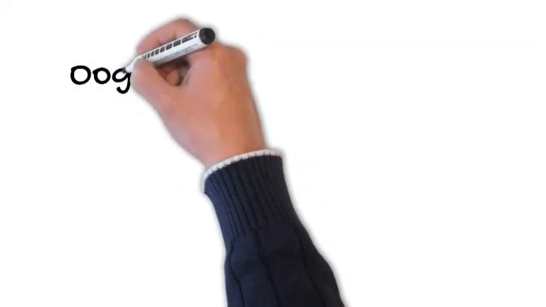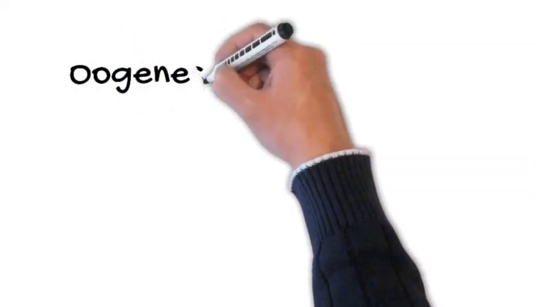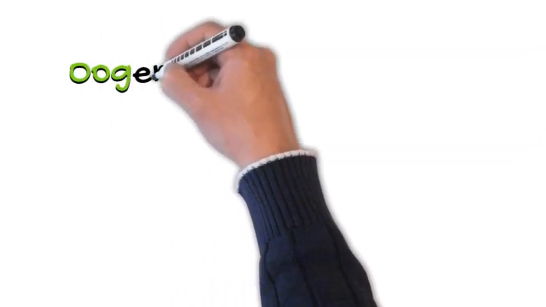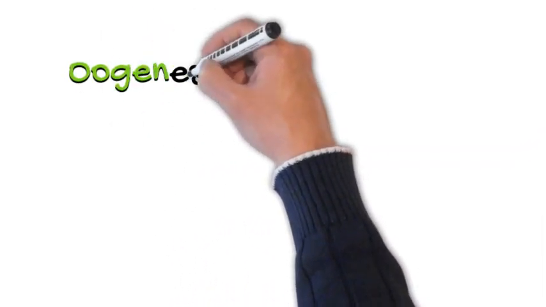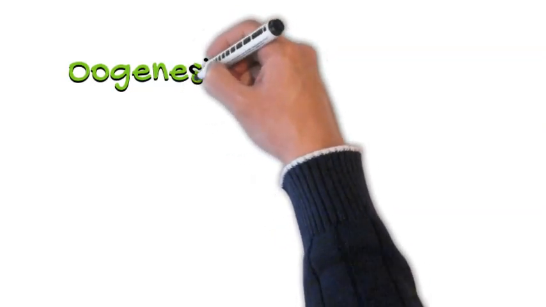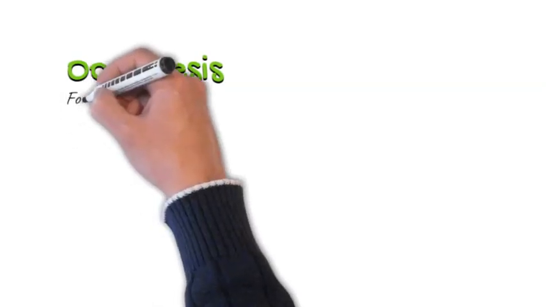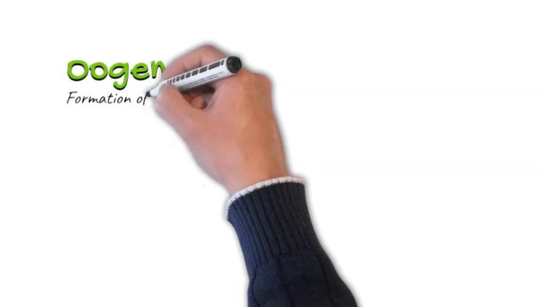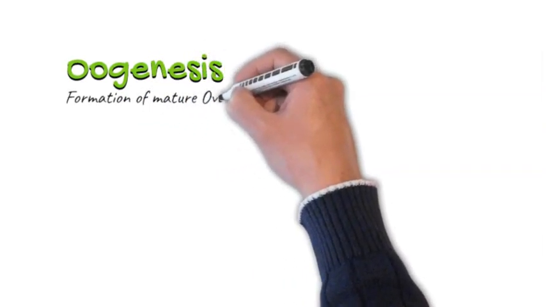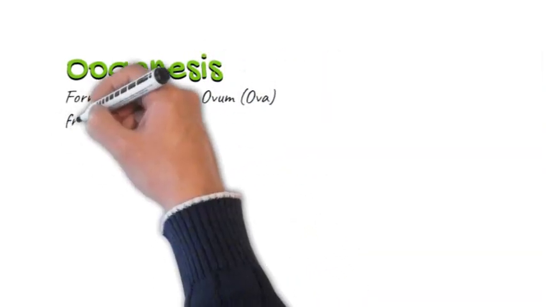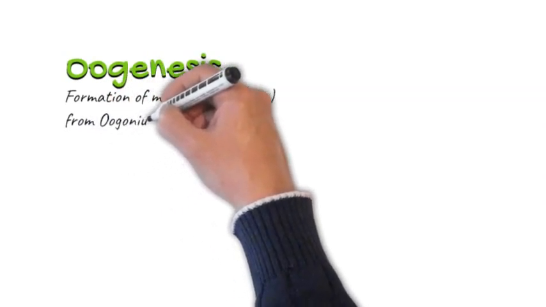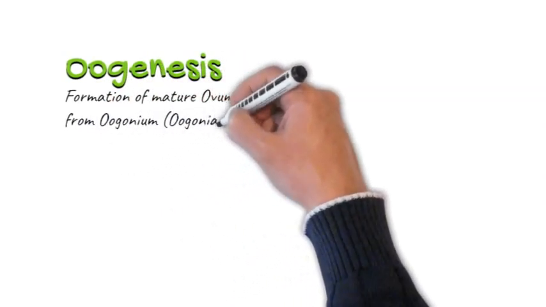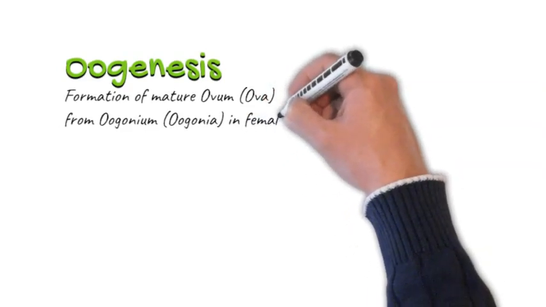So today we're going to talk about something called oogenesis. And it is spelled just like it is said, oogenesis. Okay? What is oogenesis? So oogenesis is formation of mature ovum. Plural word is ova. So ovum or ova if we're talking about more than one. Mature ovum from oogonium. Here's that oo again.